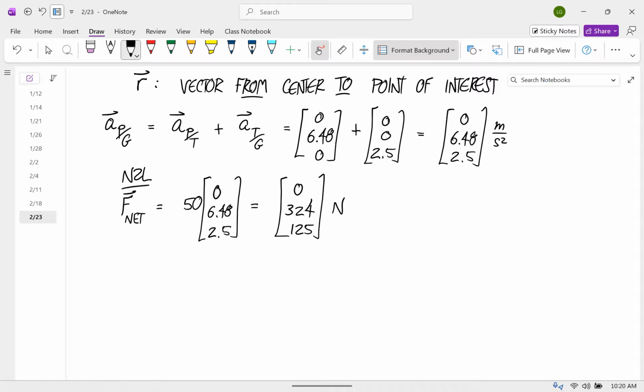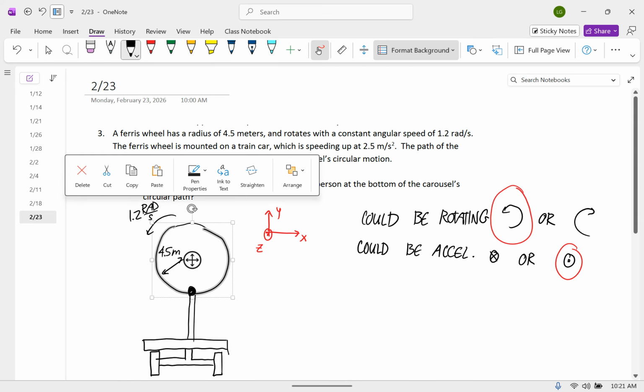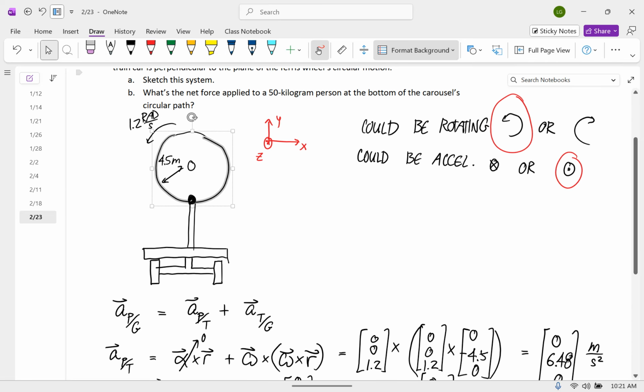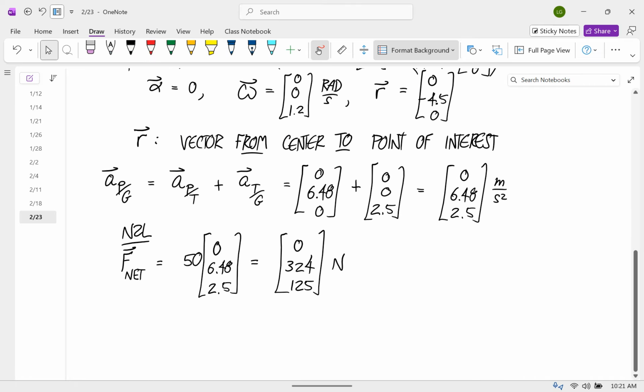The acceleration of the train with respect to the ground was given, right? The 2.5? Yes, that's right. It said it's speeding up at 2.5 meters per second squared. I could have had it going into the board or out of the board based on what it said. It didn't give enough details, so I chose it to be going out of the board. Okay. Any other questions about that one?